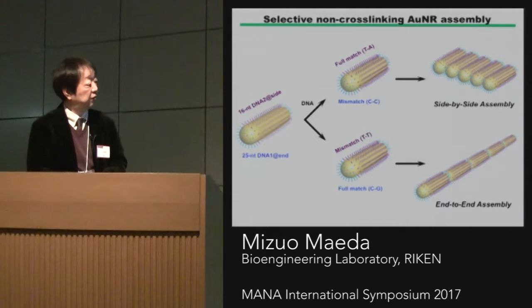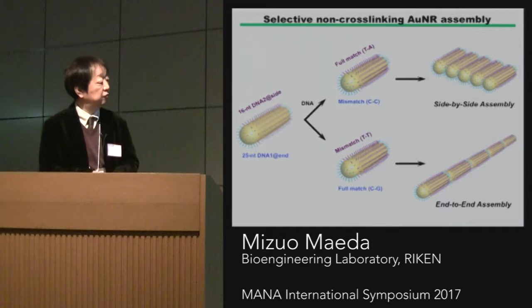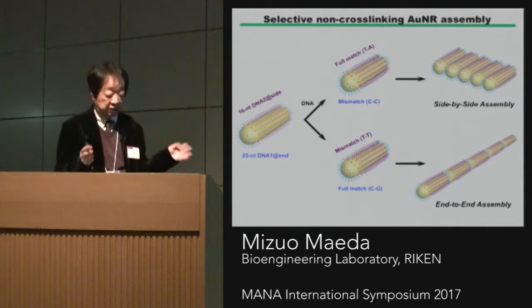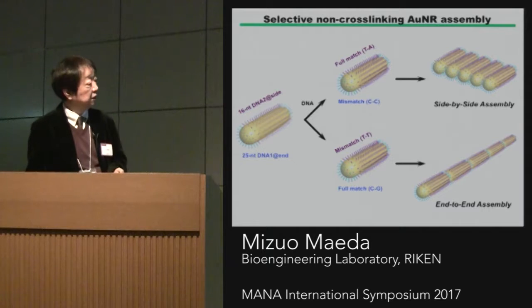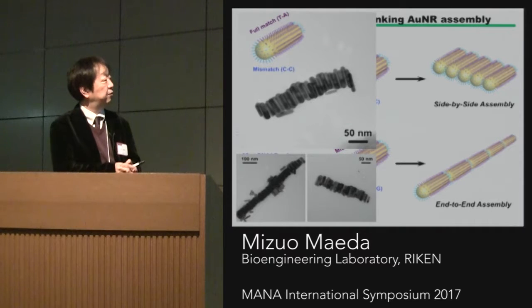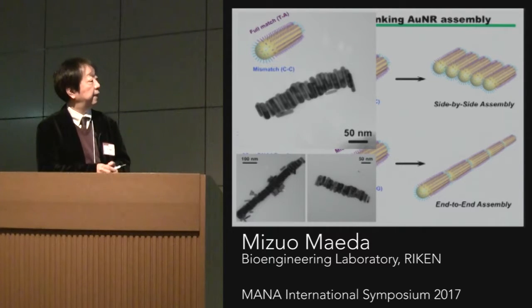But in the case of end-to-end assembly, full match structure is needed at both ends, and the mismatch should be immobilized on the side. And this was really true in the case of full match in the side region. You can see this type of side-by-side assembly.